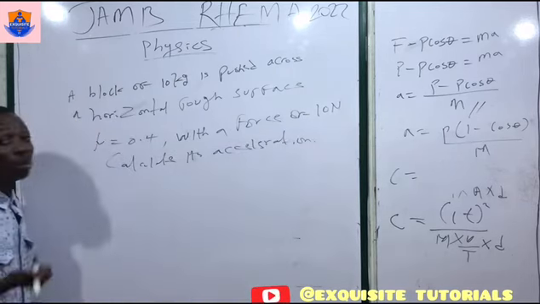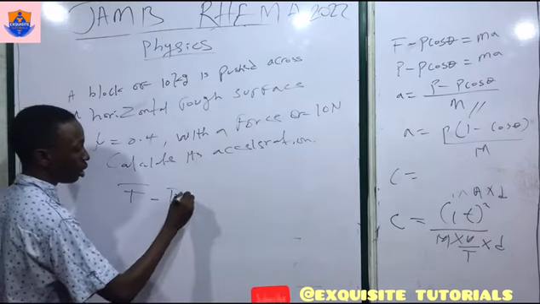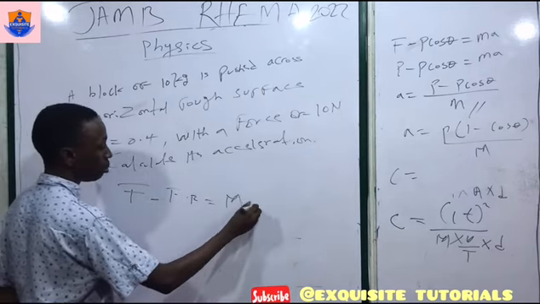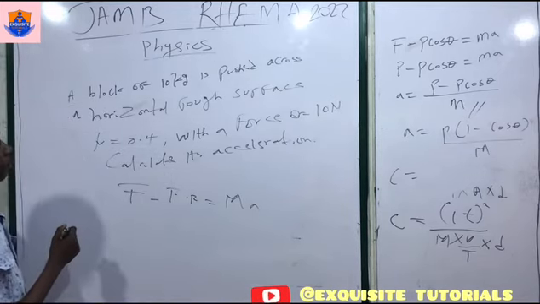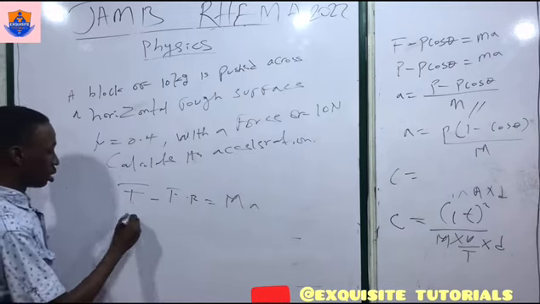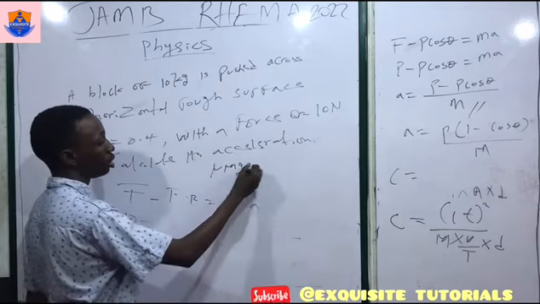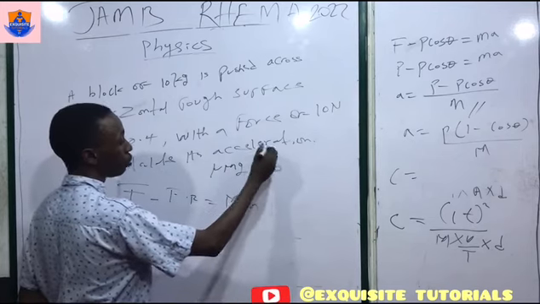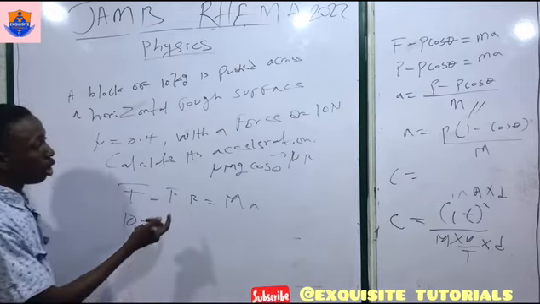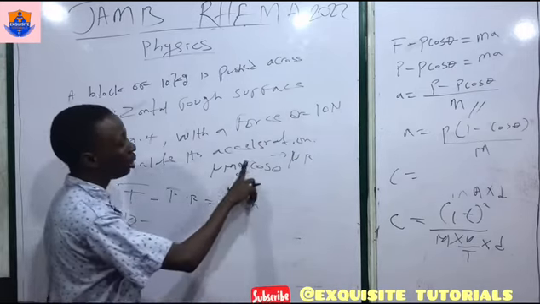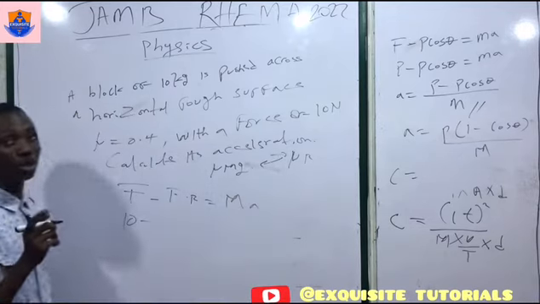Now we can simply go with this formula: F minus F_r is equal to ma. We can say the force is 10 Newton. Frictional force is equal to μmg cos θ. But since there is no θ, we can omit the θ and say this is equal to μmg, since we now have no application of θ here.